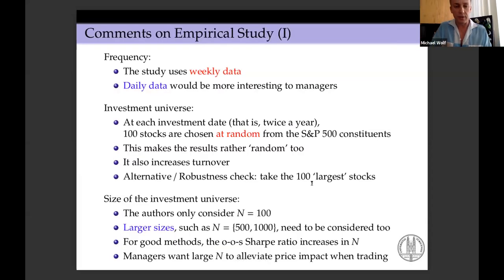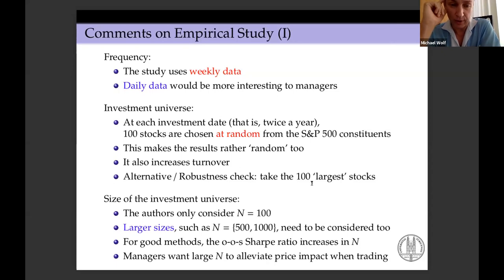Next, you consider the investment universe size of 100 stocks, right? But I think in addition, you should consider larger sizes such as 500 or 1,000, because if you have a good method, the larger is N, the better should be the out-of-sample Sharpe ratio of your method. So it would be useful to see whether indeed your performance goes up when N increases.